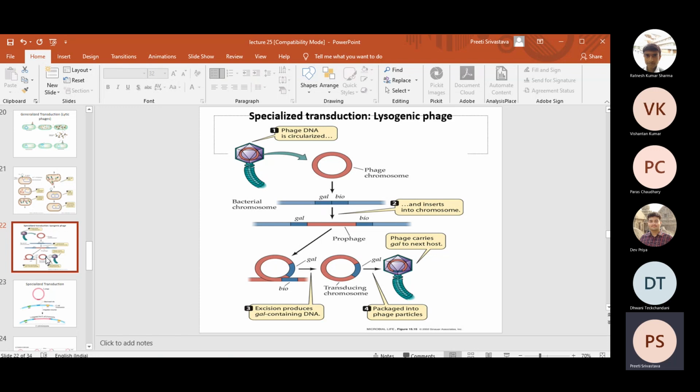Okay, let's see specialized transduction. Specialized transduction is mediated by lambda phage. And as we discussed, it's very specific.